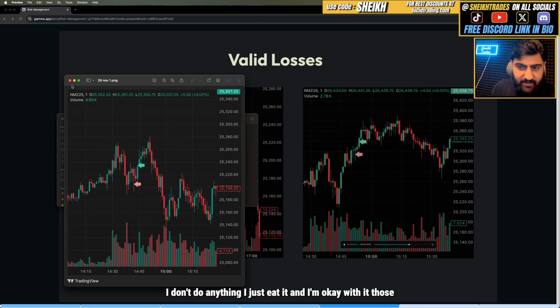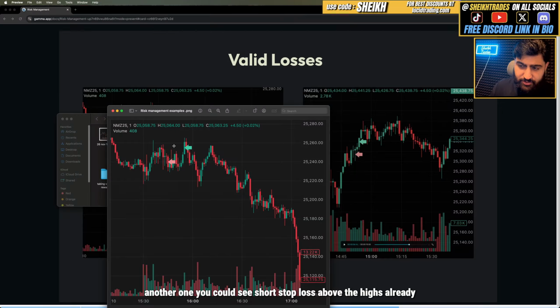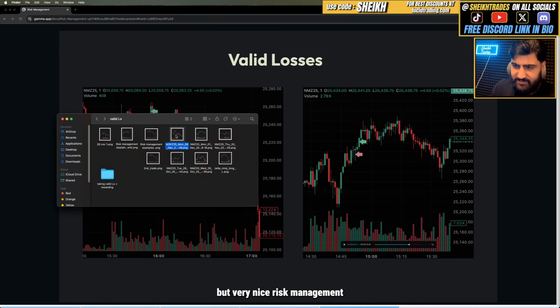Another example, you could see I short the rollover, it comes down, it goes back up, it pulled back down, and then this is where it should have continued, and unfortunately it doesn't. I eat my L above these. This looks like a break-even trade, which is technically a break-even trade, but I was risking these highs. So the moment I didn't get the rollover and it pushed back up, I took my L, and you could see gorgeous, gorgeous exit. Another one, you could see short, stop loss above the highs. I think already went over that here, but very nice risk management.